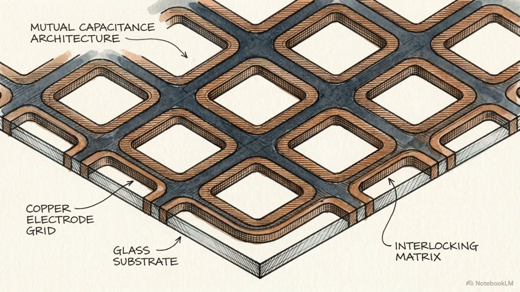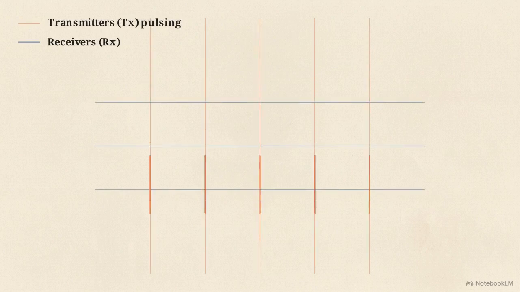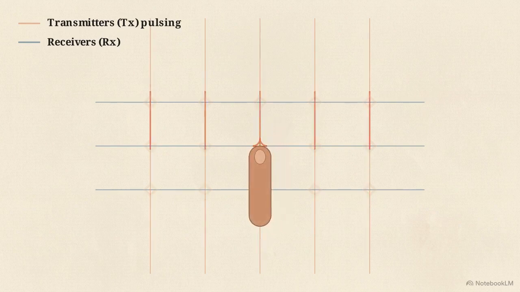projected mutual capacitance. In a mutual capacitive grid, the intersections don't act as single self-contained nodes. Instead, the vertical lines act as transmitters, rapidly pulsing an AC voltage. The horizontal lines act as receivers, constantly measuring the mutual electrostatic field coupling between them at every single intersection. This changes the physics of the interaction.